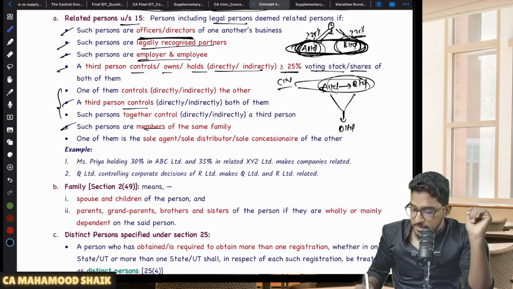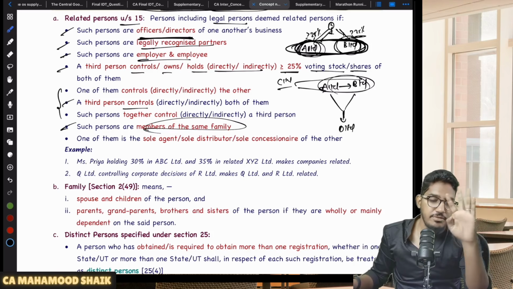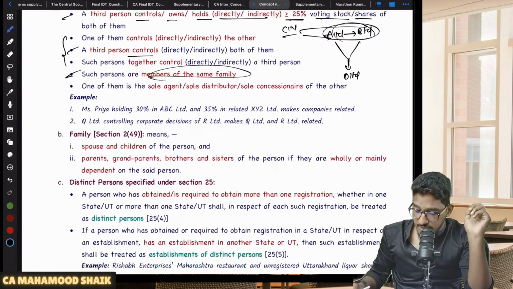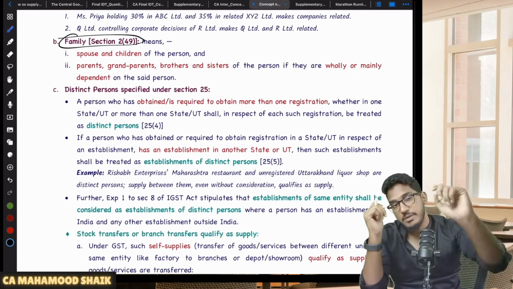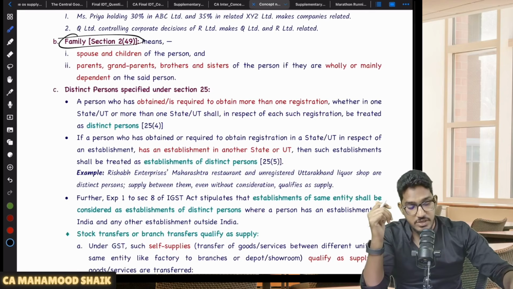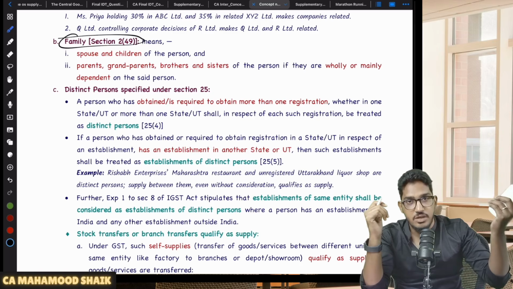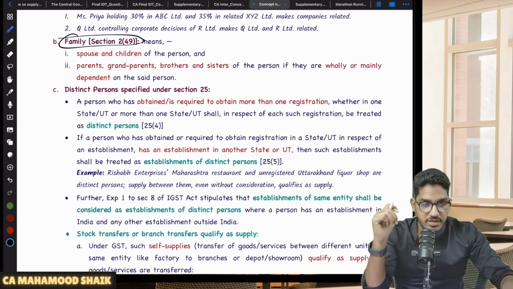Then such persons are members of the same family. Members of the same family will always be considered as related. But who is family, sir? Who is family? So, sir, along with me in my house, my brother-in-law is also staying. We both can be considered as family? No. They did not give you that freedom to decide who is your family, who is not your family.